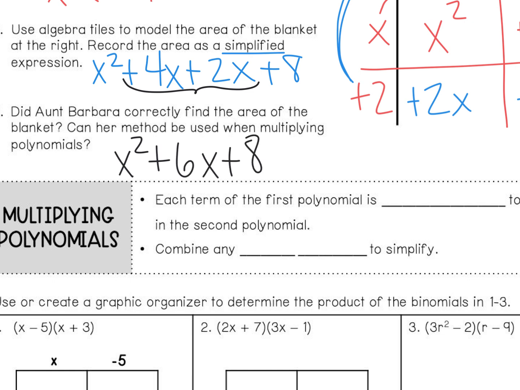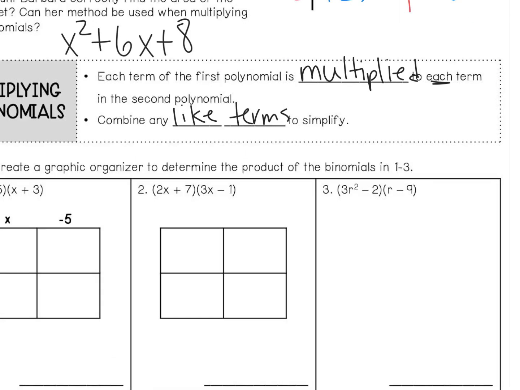And it says, did she do it right? No. You're not going to be able to do what Aunt Barbara did. We call this the box method or the Punnett square method, but I'm going to show you a couple other ways as well. We're going to multiply that first term by everything in the second term. And then we have to make sure, this is super important, that we collect like terms. Signs are going to be super important, and exponents are going to be super important.